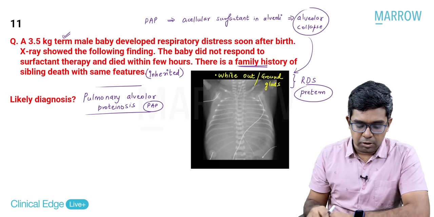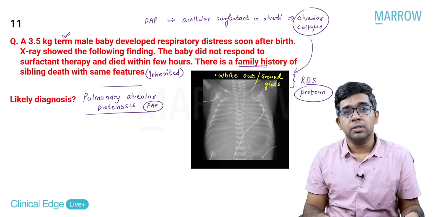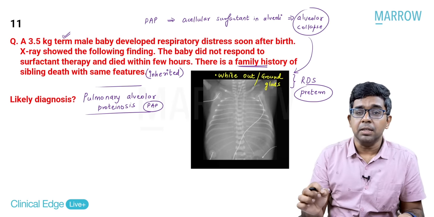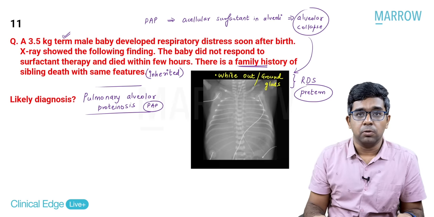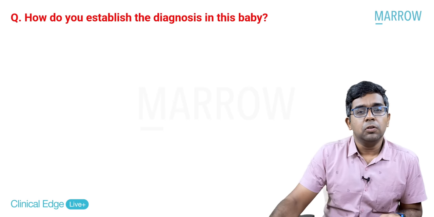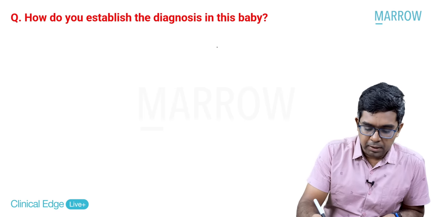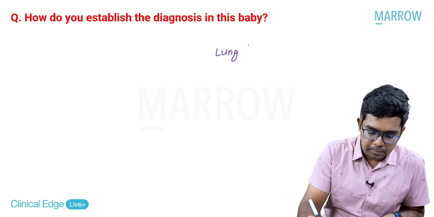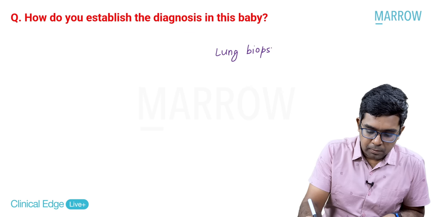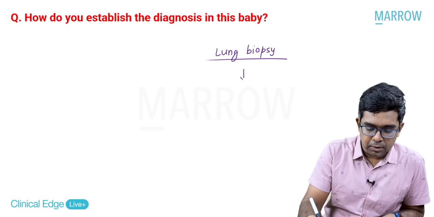So this is a condition of pulmonary alveolar proteinosis, which radiologically mimics respiratory distress syndrome. The next part of the question is, how will you establish diagnosis in this particular baby? The only way is by lung biopsy. Okay, what will you see in the lung biopsy?